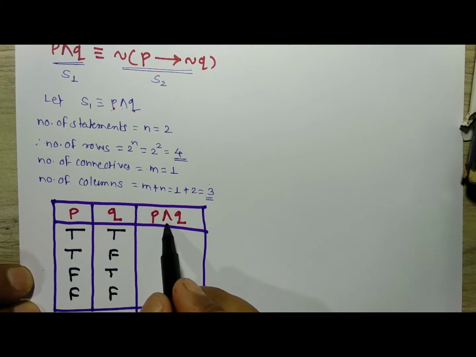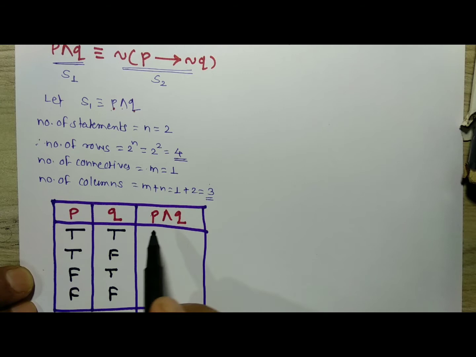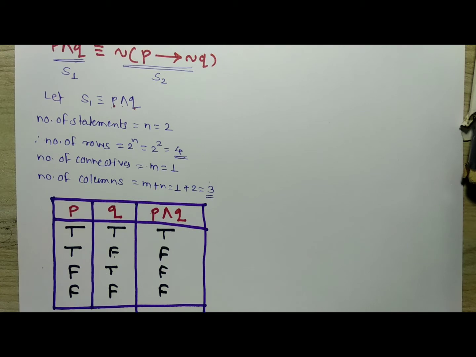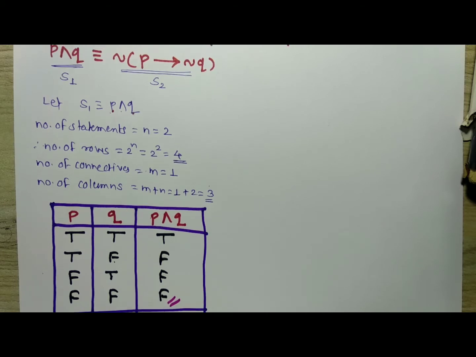And we know that the AND operation is a conjunction, and the truth rule for conjunction is that when both are true then it is true, otherwise false. That means true and true gives true, and true and false gives false, and the rest are also false. That means our statement pattern has a column, and this column is nothing but this one.